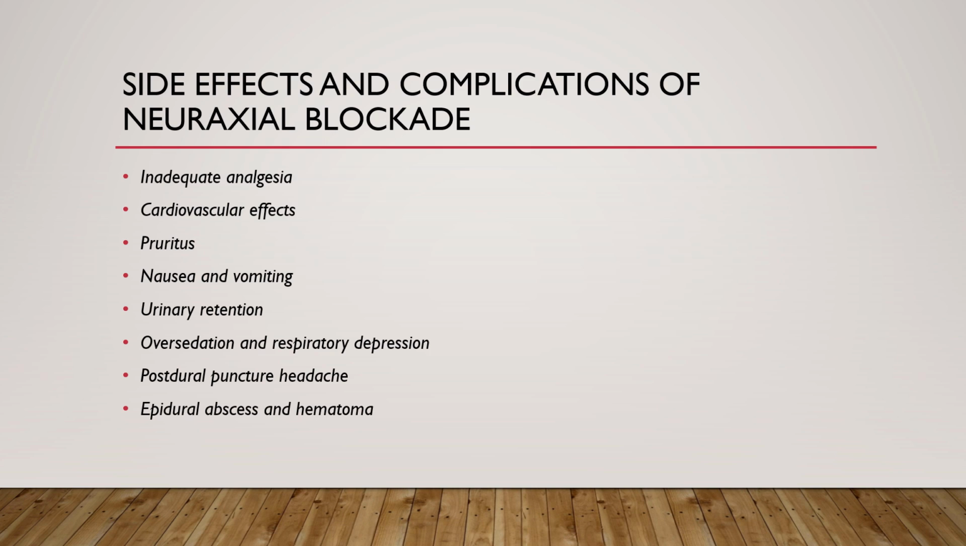There are so many side effects and complications associated with neuraxial techniques, like anything we do in the hospital. Of course, inadequate analgesia is one of the most common ones. It can be because of incomplete coverage of the surgical area, septated epidural space. There could be some congenital septae in there. Migration of the catheter, it can always happen. We can fix it though.